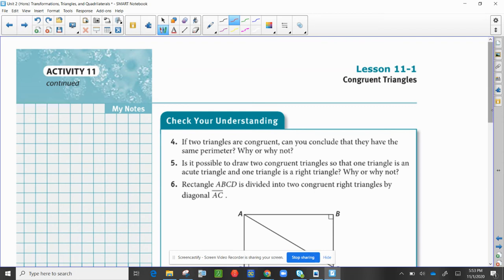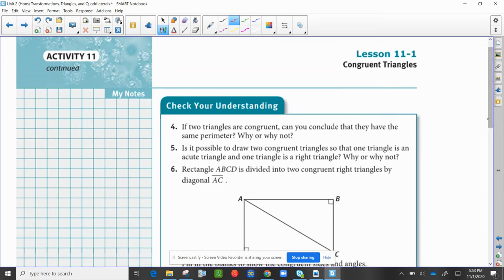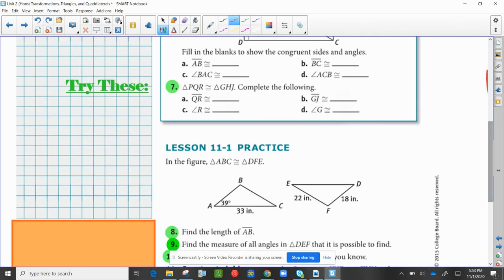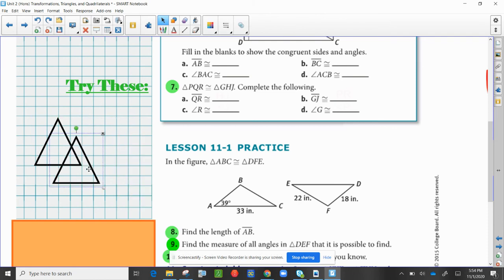All right, you guys are going to try some problems on this last page here. We're not going to do all of them, but I want you to look at number 7. In the check your understanding, number 7, you have two triangles. You have PQR, and you have triangle GHJ. If it helps you, you can always make some triangles and label them. There are some congruent triangles there. You can label those and match up what goes together, but I'm going to have you try this one. Match up what corresponding parts go with each other.